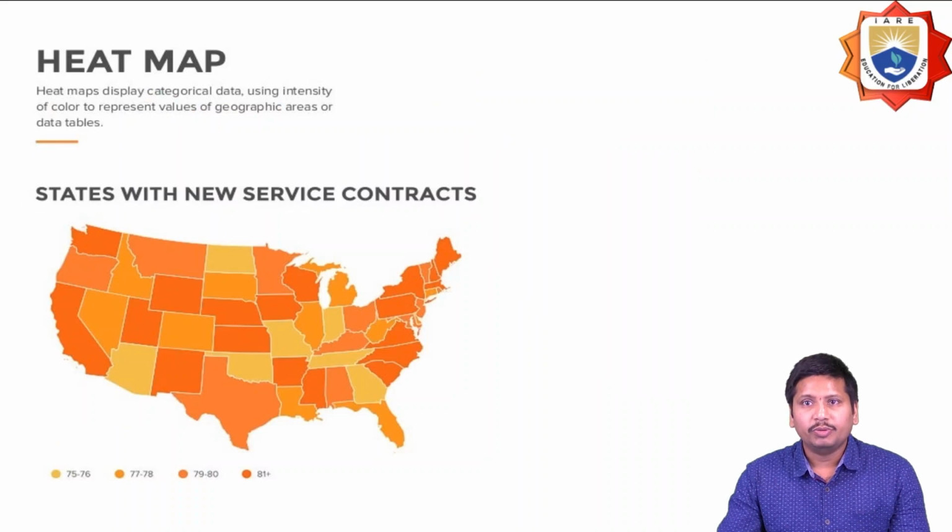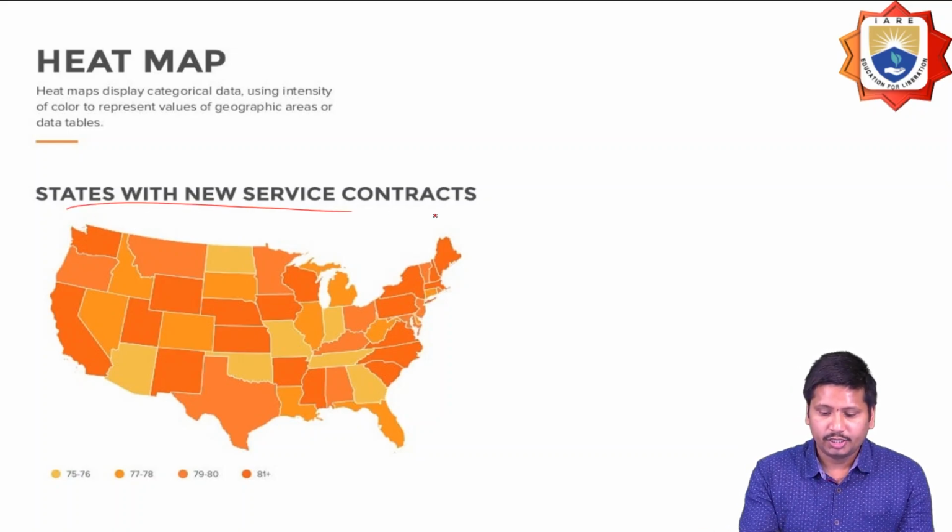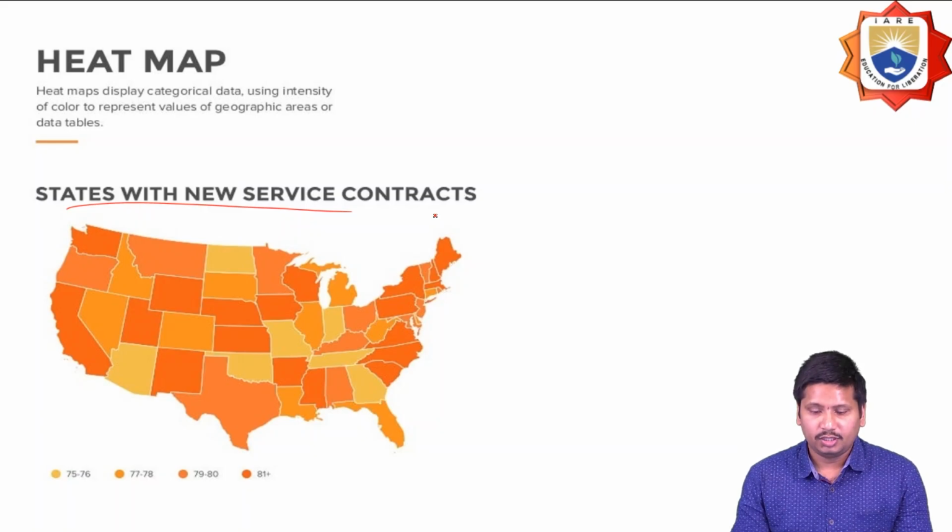And the very last one is the heat map. Heat maps display categorical data, and using the intensity of color you can represent the values of geographical areas or data tables. Heat maps show different intensities of color among the geographical areas or the data table. Here I'm showing the states with new services contracts like this.